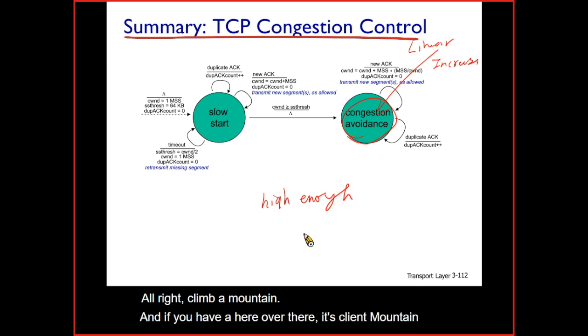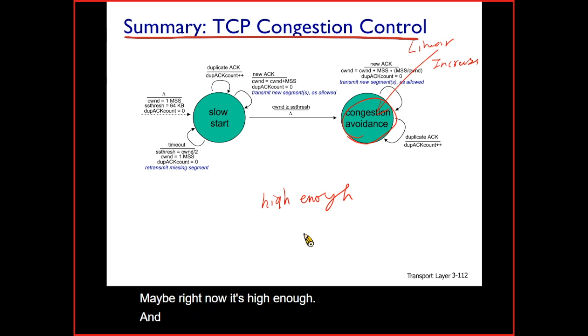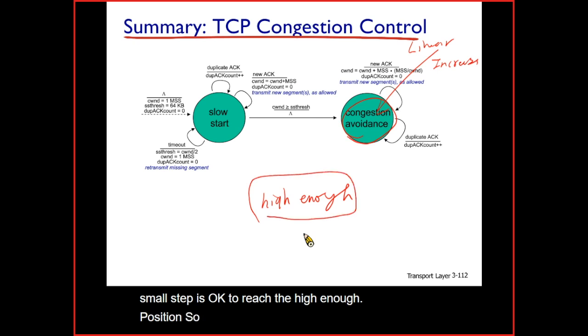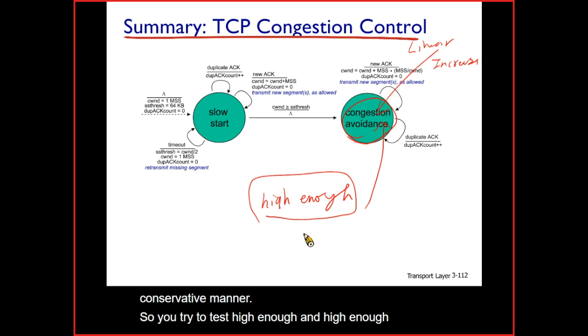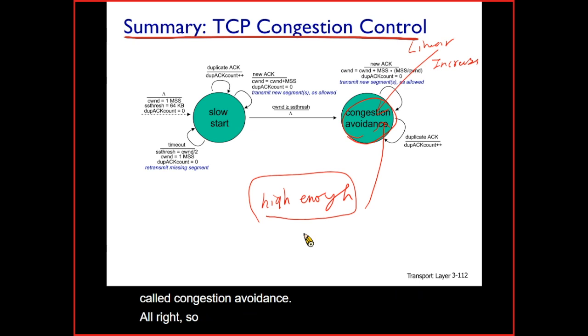And you don't want to get dropped. So actually, you try to trigger a new mode. You feel a small step is okay to reach a high enough position. So we use a new way, linear increase. Right now you use a conservative manner. You try to test high enough and high enough. So this is called congestion avoidance. That's why we have congestion avoidance.